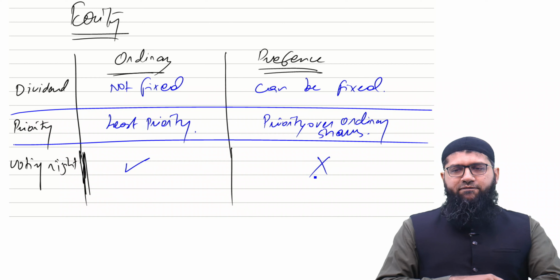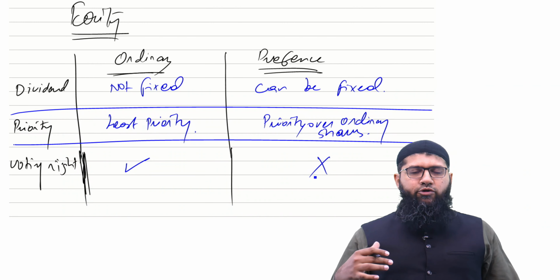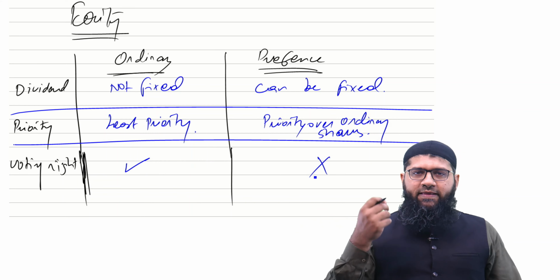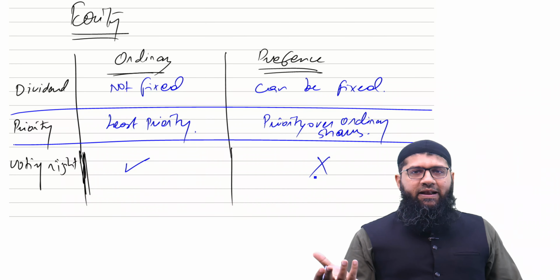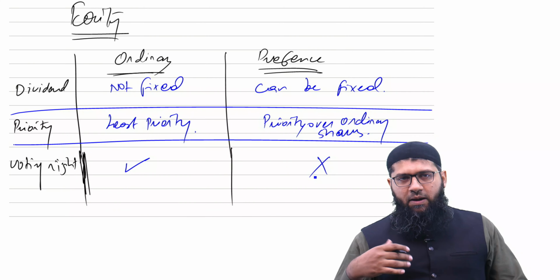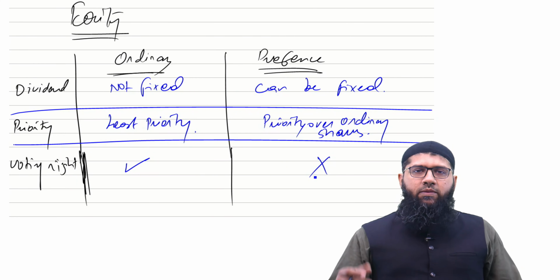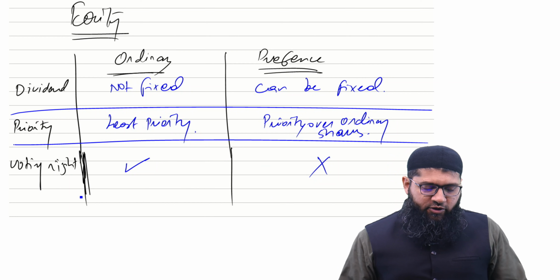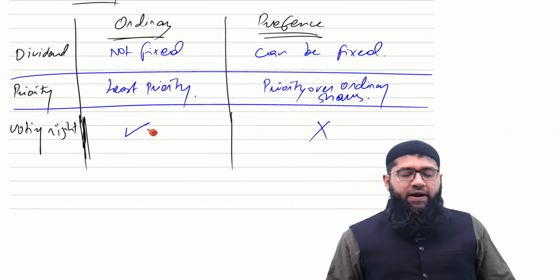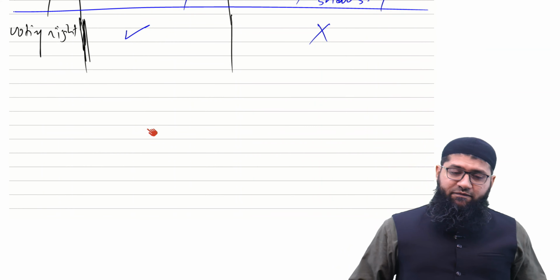Generally you go for the preference shares when you don't want to dilute your control, because they don't have the voting rights. They can just be participating, they could just act as silent partners of the business, but they don't have the voting rights. They are partners but not active partners, and cannot interfere in your decision making or in your day-to-day affairs. These are the things that actually happen with the preference shareholders.